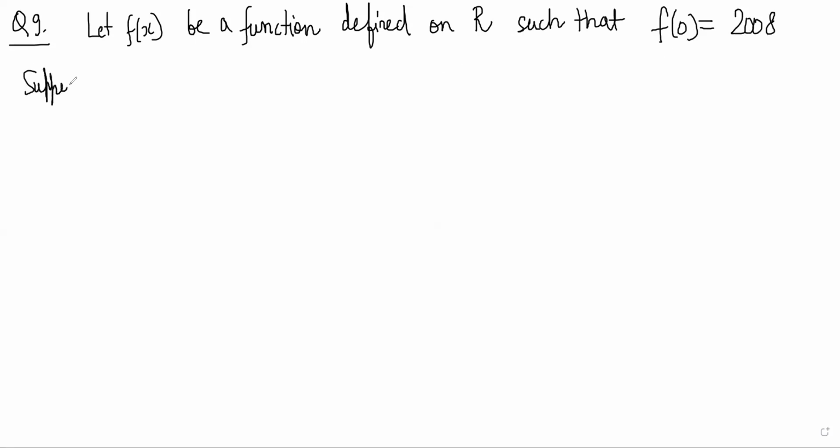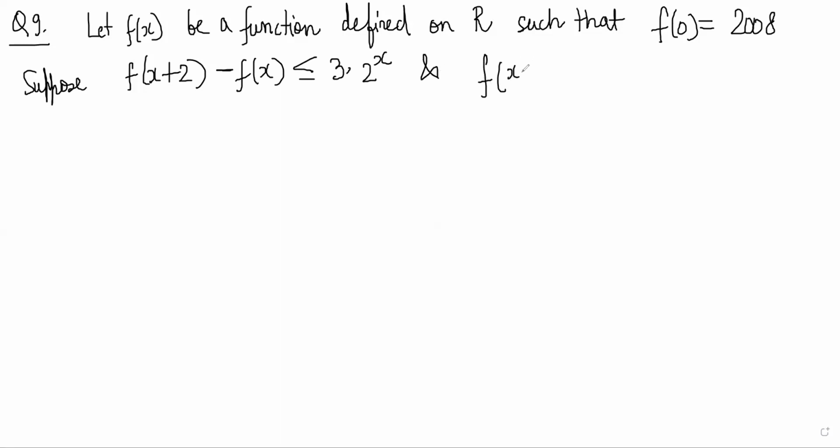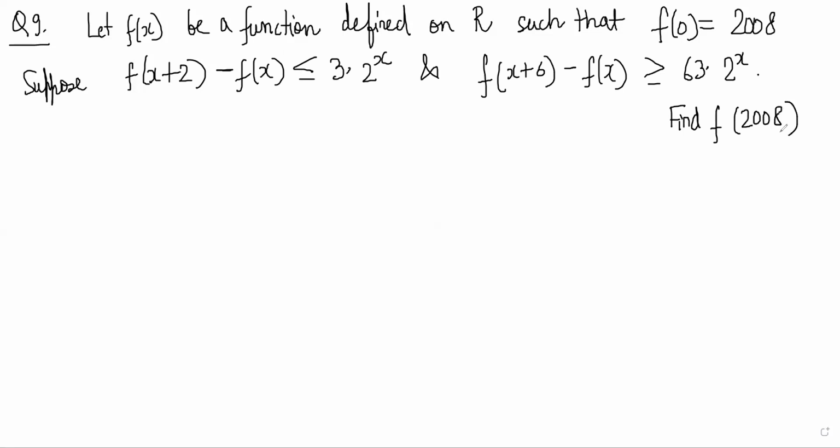Suppose f of x plus 2 minus f of x is less than equal to 3 into 2 power x, and f of x plus 6 minus f of x is greater than equal to 63 into 2 power x. We are given these two conditions. Find f of 2008. We are supposed to find f of 2008, right?